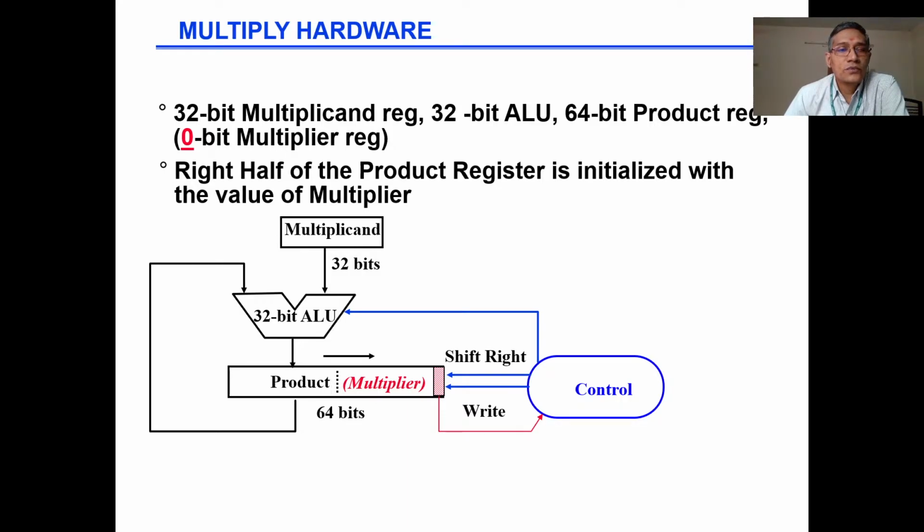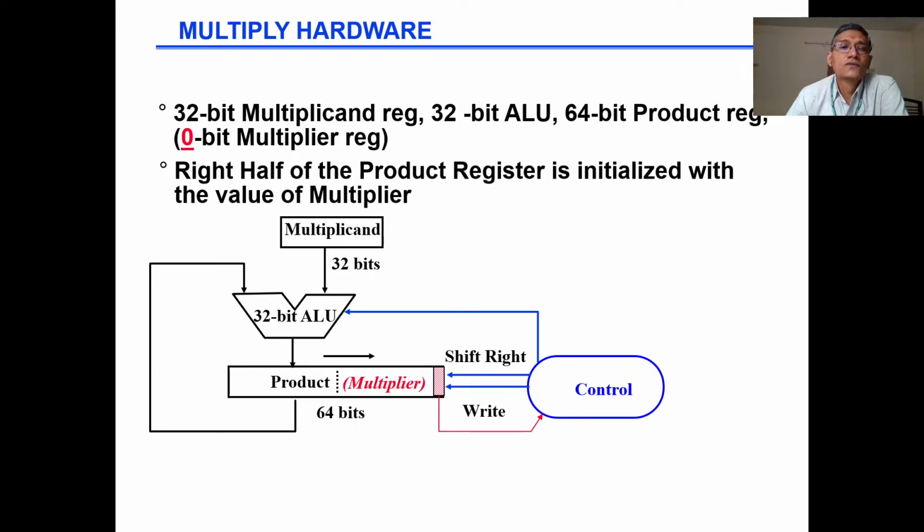Instead of employing a separate multiplier register, the logic in this hardware is to use the right half of the product register, that is the LSB portion, and initialize it with the multiplier value. We do this because it gives reduced hardware and simpler steps, that is a shift-right operation, with respect to the control unit.